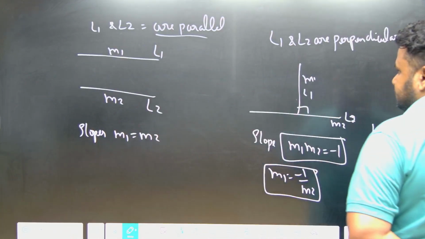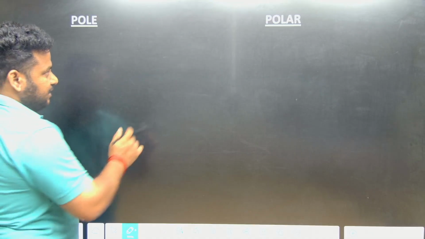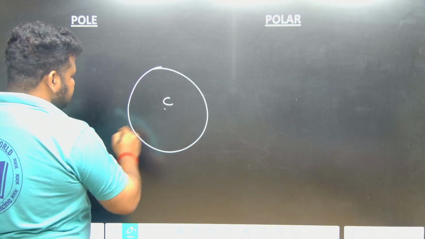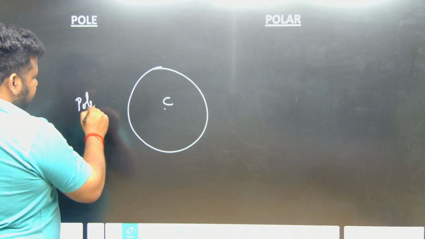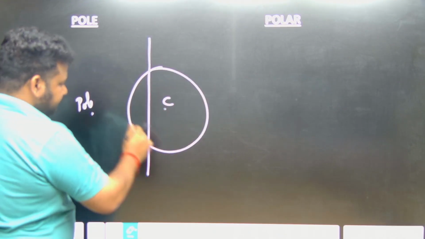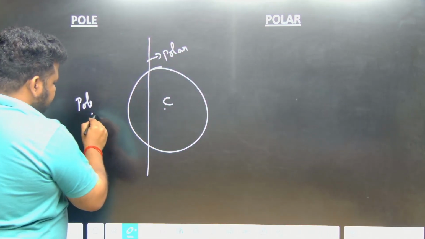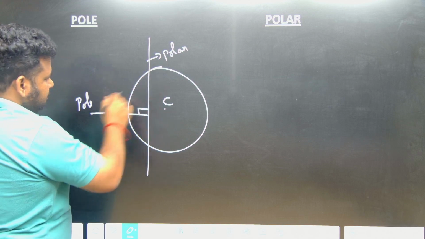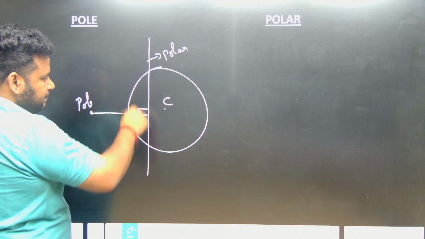Next one, normal is done. Pole and polar. Very simply, I will tell you what the pole and polar are. There is a circle, there is a center C, and there is a point outside the circle; we call that the pole. For this pole, there will be a line inside the circle, and this is called the polar. How this polar comes about, don't worry now. If you draw a line from this pole, it will be perpendicular to the polar.